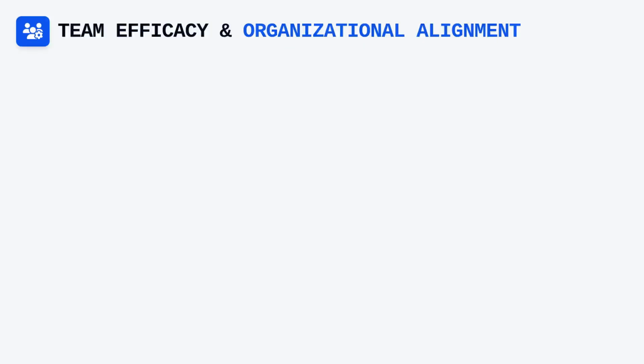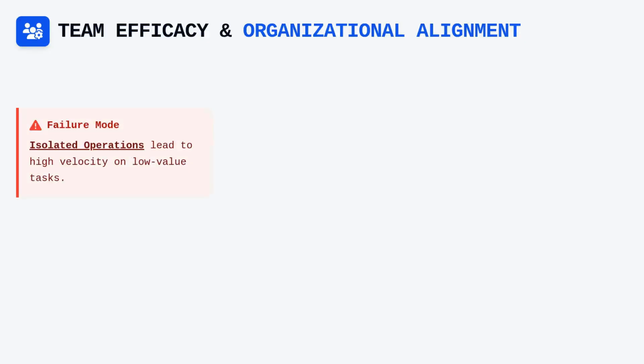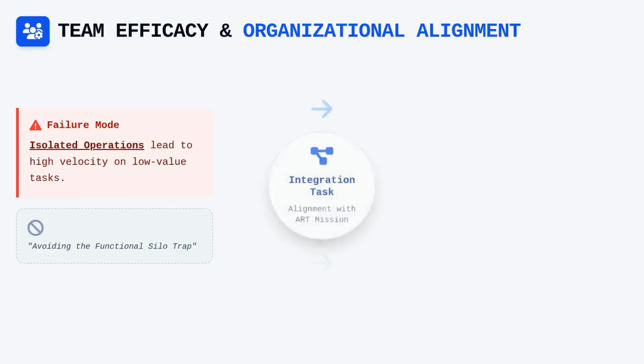The efficacy of a team is ultimately measured by their ability to deliver value while maintaining alignment with the broader organizational mission of the Agile Release Train. When a team operates in complete isolation, they may achieve high velocity on tasks that contribute little to the overall system, which is a common failure mode in modern software organizations. Therefore, the formation of the team is not just an internal concern, but an integration task within the larger program structure. We must ensure that the team understands their specific role in the delivery pipeline, whether they're focused on building features or addressing technical enablers.